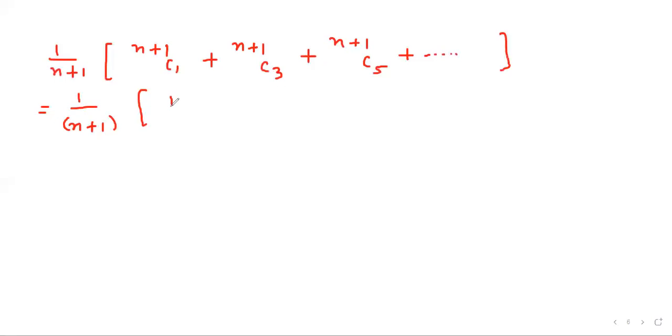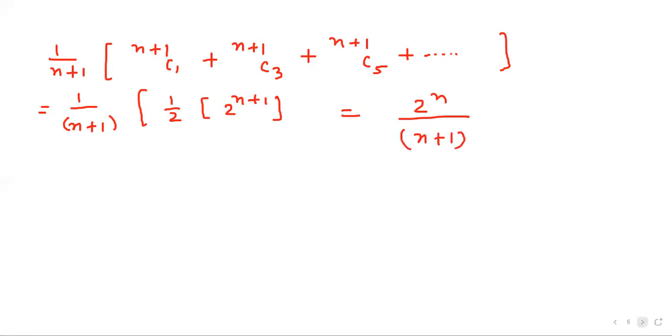times half of 2 power n plus 1, which can be further written as 2 power n divided by n plus 1, which is our answer.